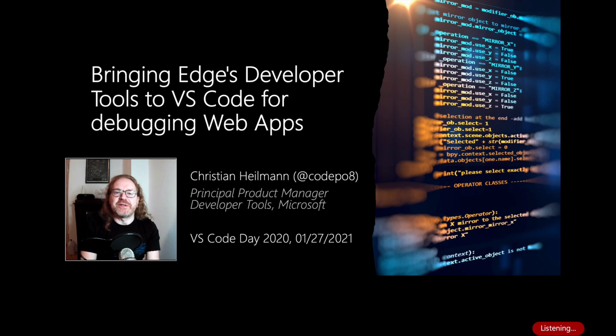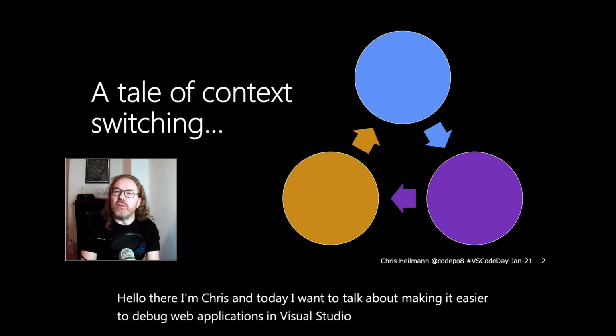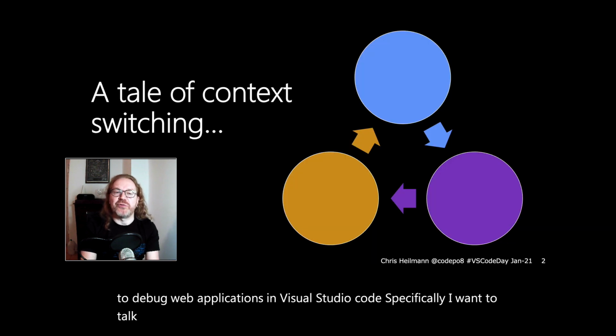Hello there, I'm Chris, and today I want to talk about making it easier to debug web applications in Visual Studio Code. Specifically, I want to talk about context switching and how to avoid it. But what does that mean?